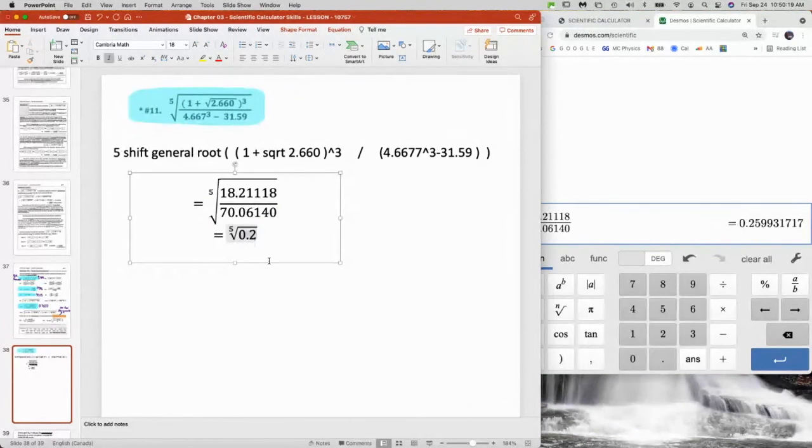Sir, quick question. How did you get 18.21118? I just did the one in the numerator. You didn't do the 5th root? I did 1 plus the root. Whatever you see here. Oh, literally, okay, I see. Because I did the 5 shift root, that's why. I'm leaving the shift root at the end for dessert. We're just eating the main course now. Okay, I got it.